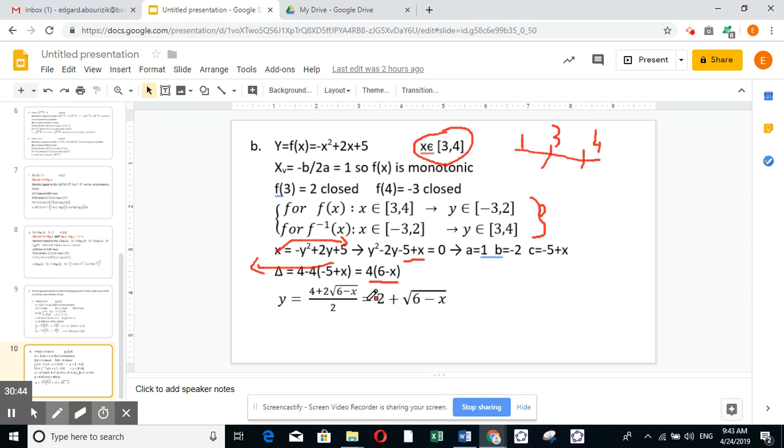So always here you must start with the vertex, which is minus b over 2a. So if you do minus b, this will be 2. Always you must have here, what is the number here? You have 1, you must have here what? 1. So this is 1. Only the number you have here, you must have it here. So minus b is 2 plus radical 6 minus x over 2a, which is 2. So you split 2 over 2 is 1 plus radical 6 minus x, and this is its domain.